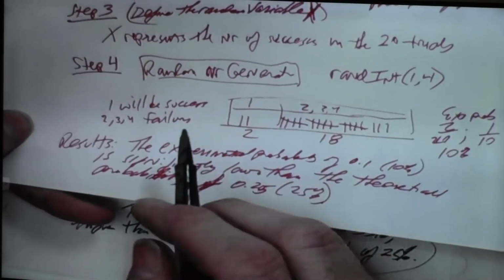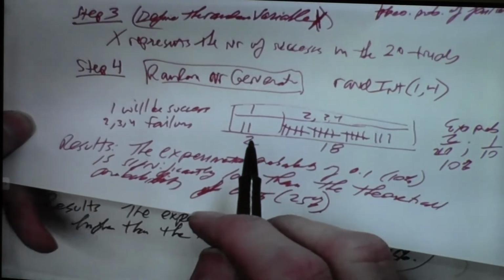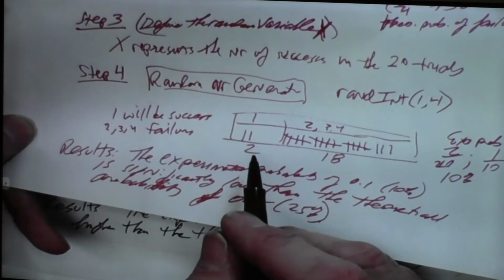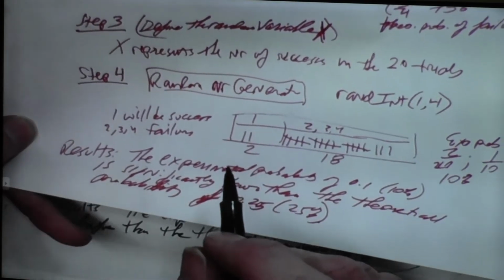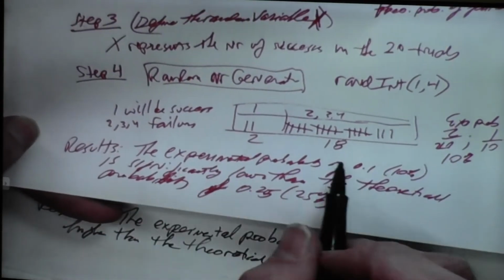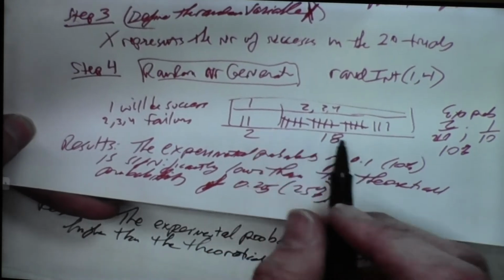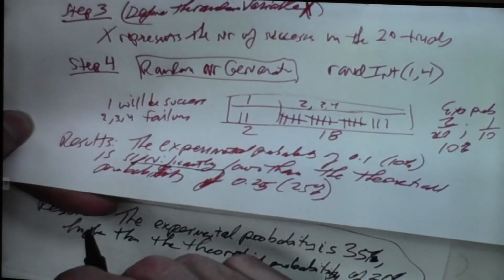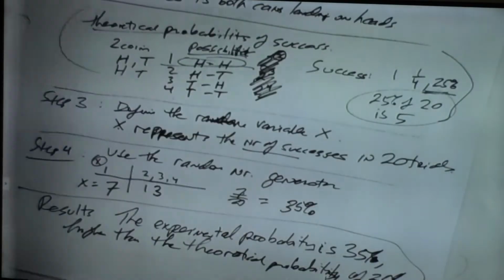So I did this one for practice for myself. I did the same thing, and I ended up with 2 instead of 7. I did them one at a time, and I only got 2 ones instead of the 7. So it really was different. And what I said then was that the experimental probability is significantly lower than the theoretical probability.